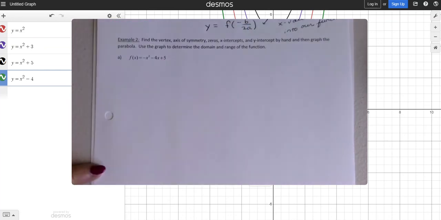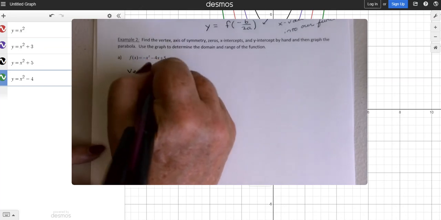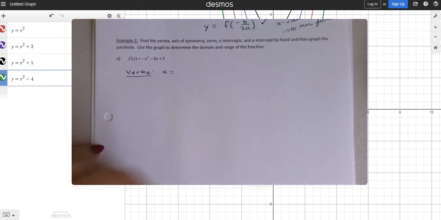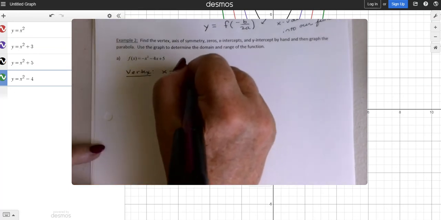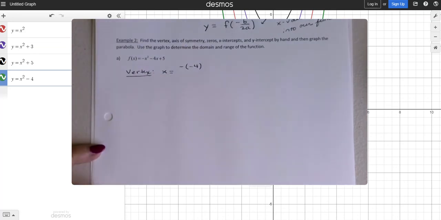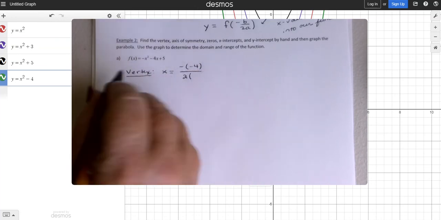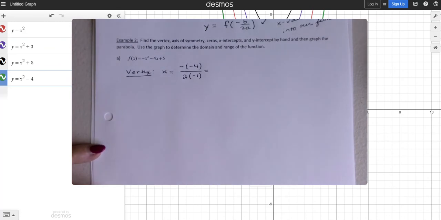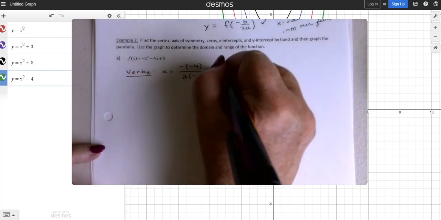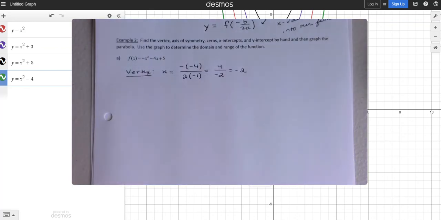I have my function here, and in order to find the vertex, I am going to use my vertex formula. x is -b, so b is actually -4. It's minus a -4, or you can just write +4 right away, divided by 2a, and notice a is -1. So I actually have 4 divided by -2, or an x value of -2.